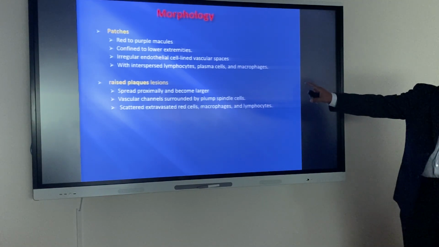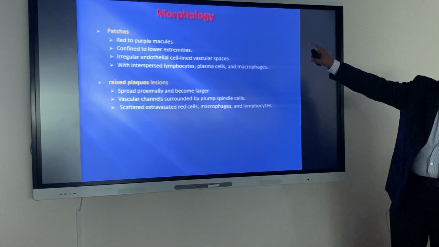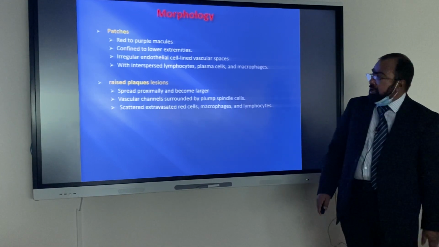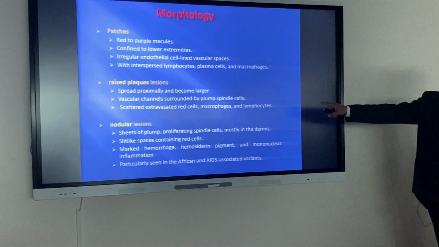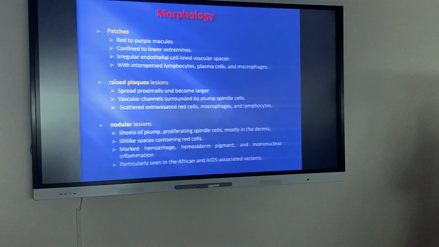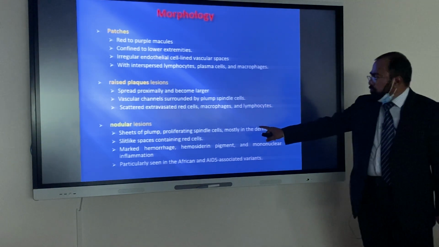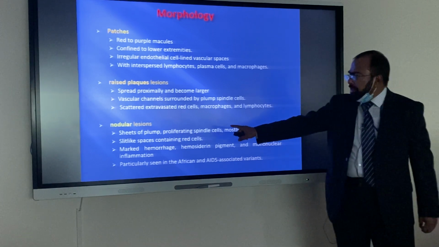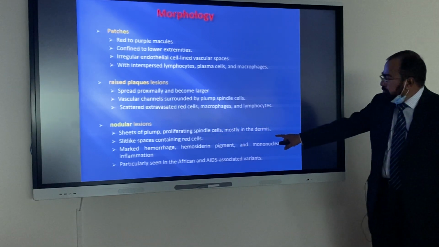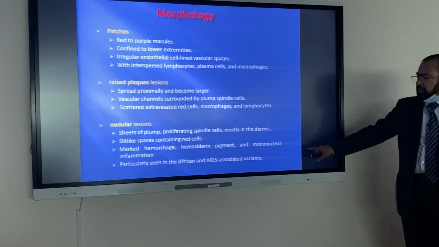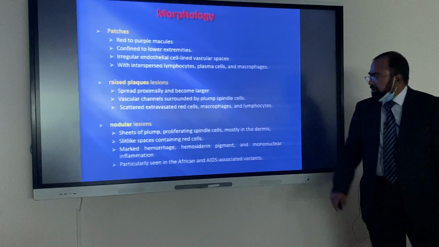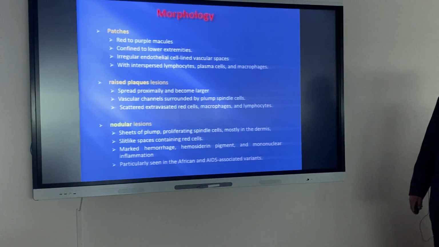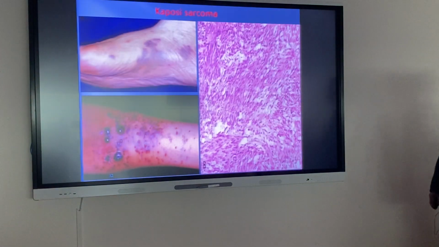They are raised plaques. The first stage is patches, then plaques, meaning slightly raised. And finally nodular, the bigger one. Sheets of plump proliferating spindle cells, mostly with slit-like openings, mild hemorrhage, and mononuclear infiltration, particularly seen in Africans and the AIDS associated one. So this is how it looks like.